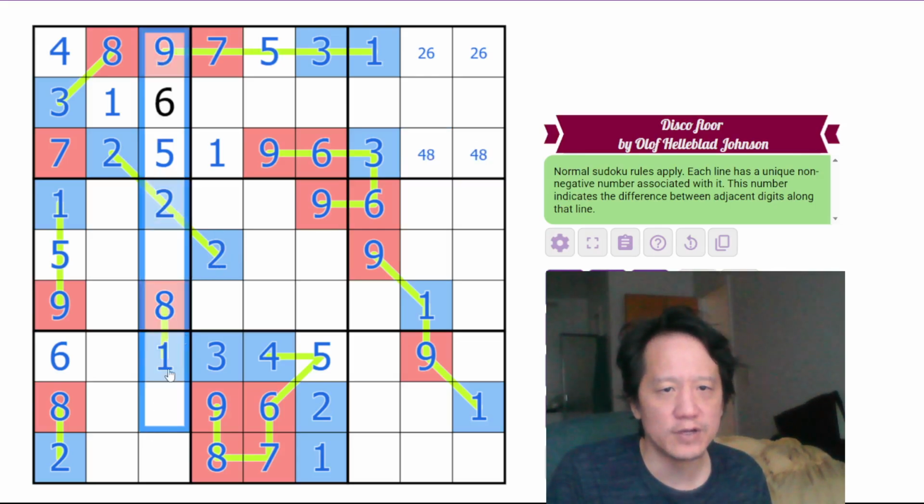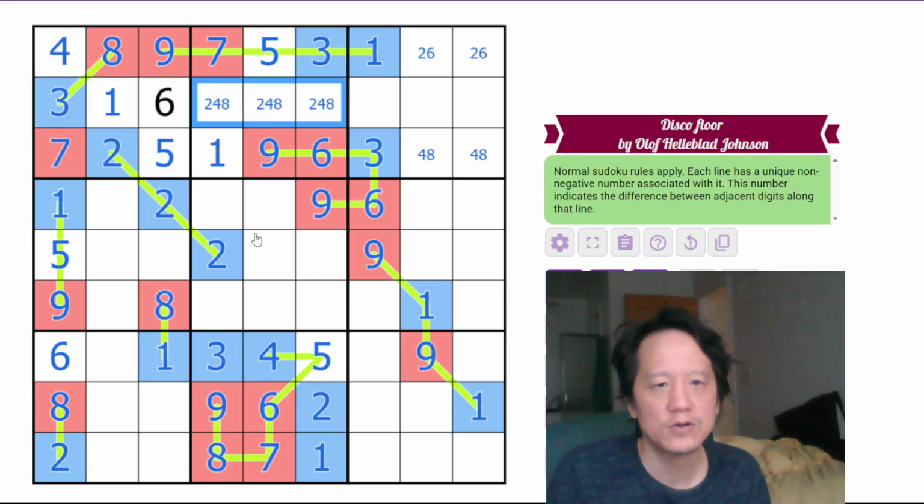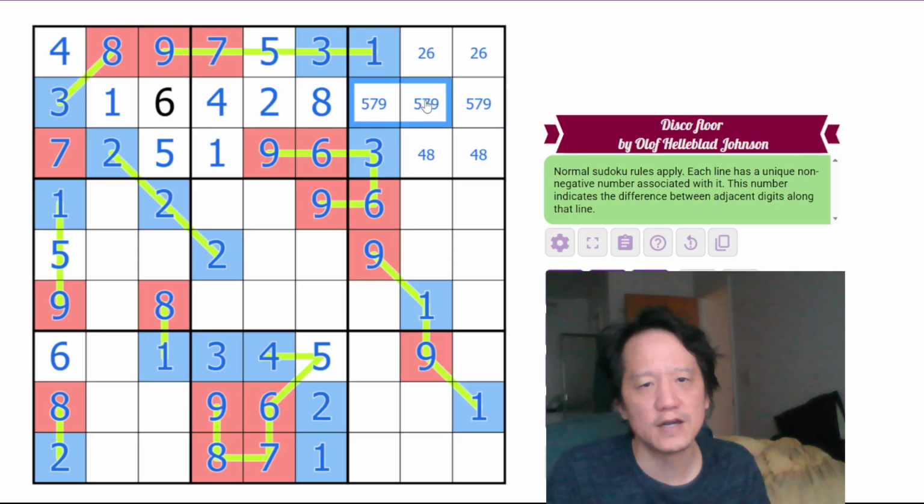Column 3, actually, let's do the rest of row of box 2. We have 2, 4, and 8 here. This can't be 2 or 8, so this is 4. This can't be 2 or 4, so this is 8, which makes this 2. The rest of row 2 is 5, 7, 9. 9 cannot be here, so 9 must be here.